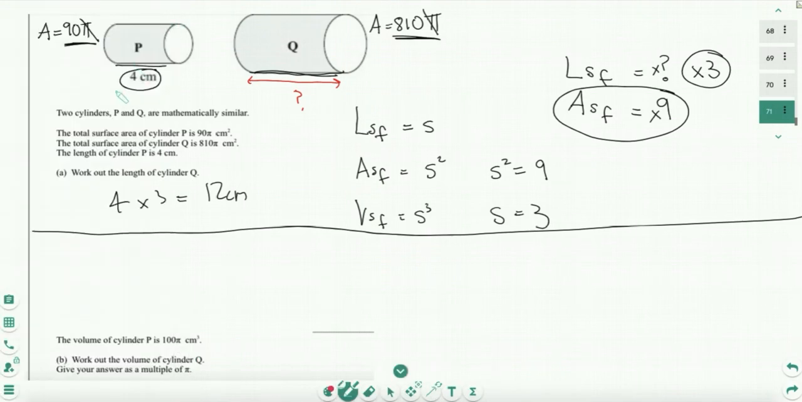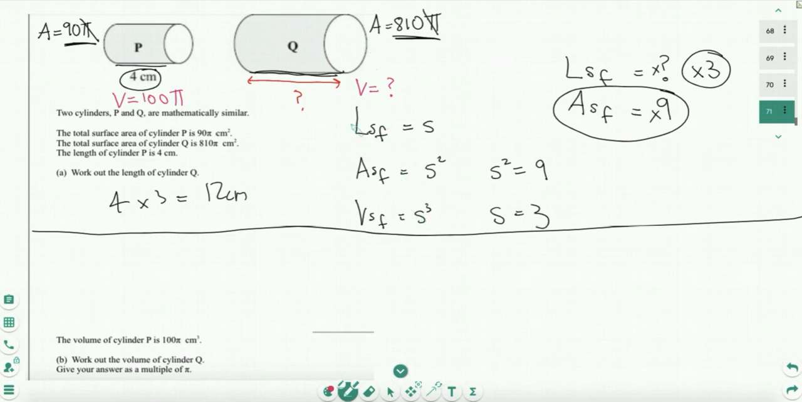The volume of cylinder P is 100 pi centimeter cubed. Work out the volume of cylinder Q. So we know that this volume here is 100 pi, and we want to find this volume here. Well, in order to do this, I need to find the volume scale factor.